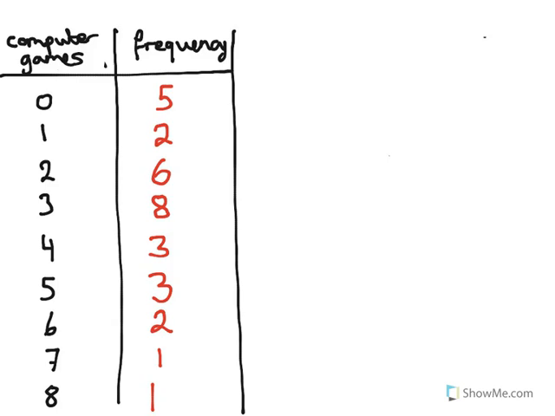How many children have we asked? Well, we can find out the number of children that we asked in this survey by just adding up all the numbers that we have here. 5 plus 6 is 11. 8 plus 2 is 10. 11 plus 10 is 21. 21 plus 3, and 3 plus 6 is 27. 27 plus 2, 29, 30, 31.